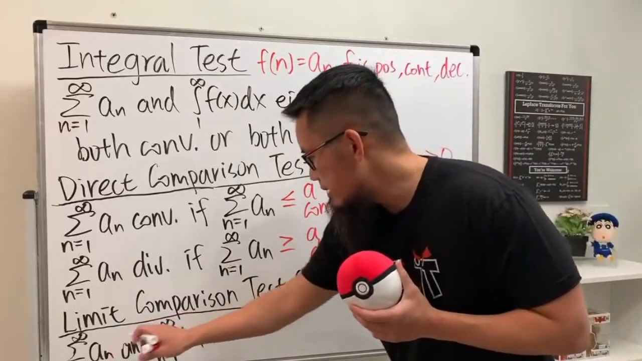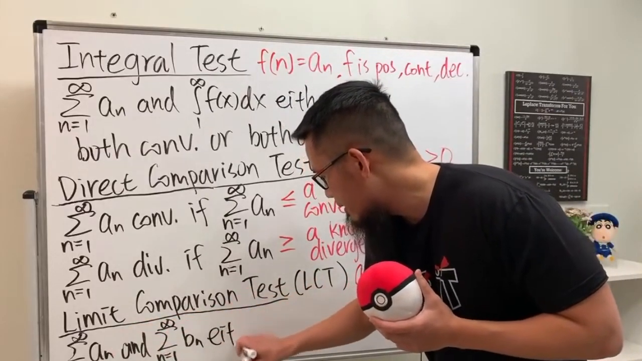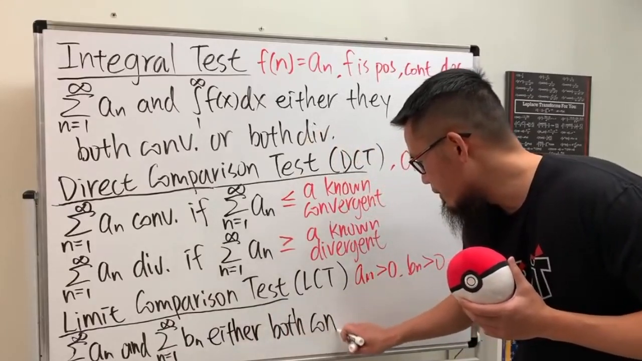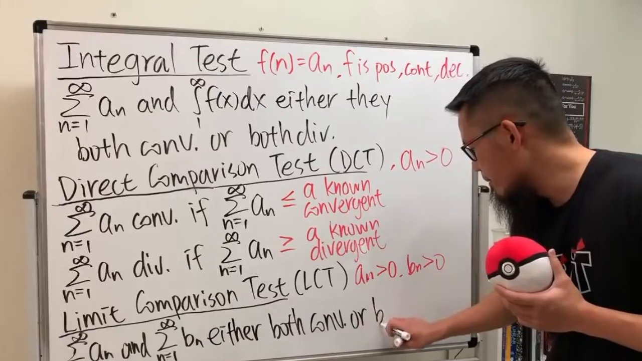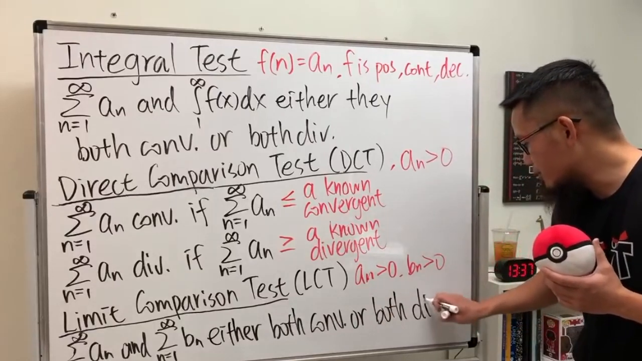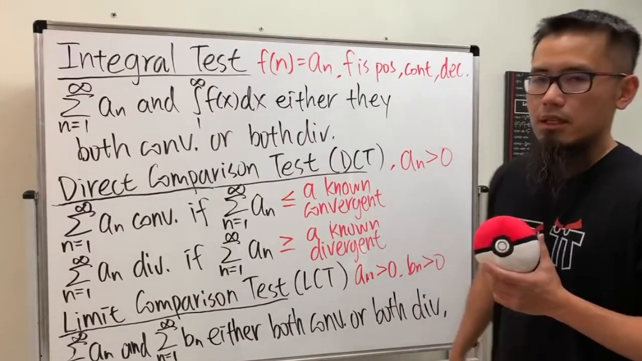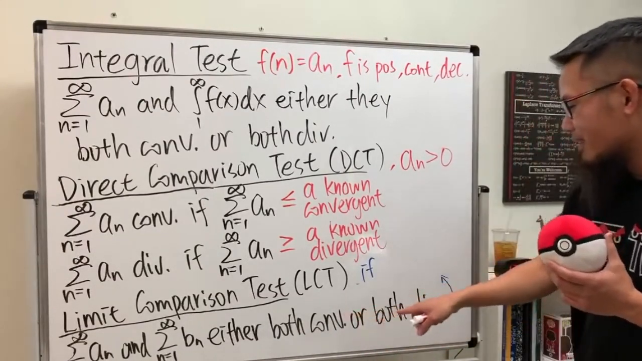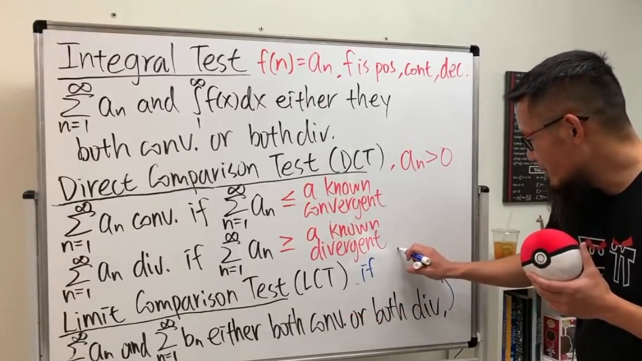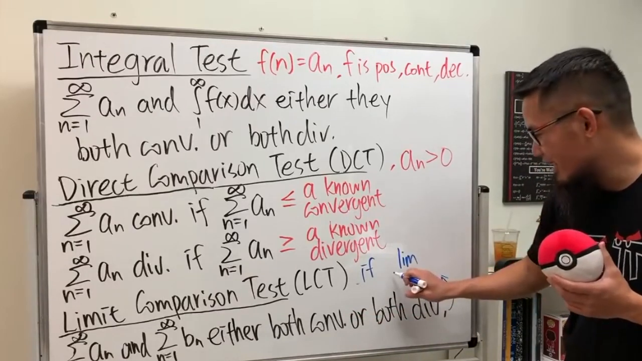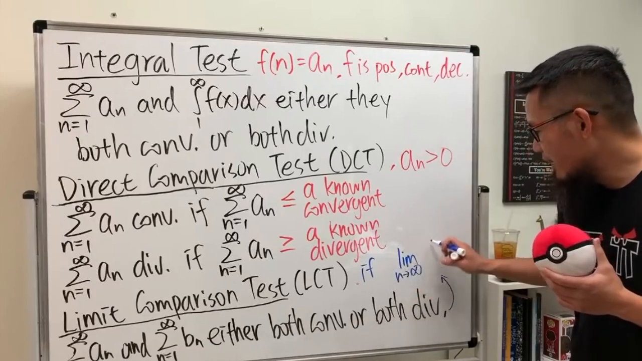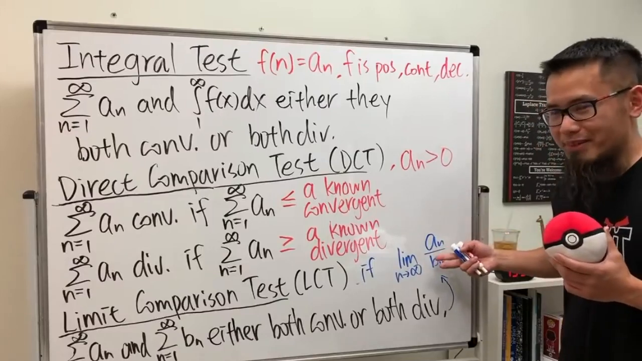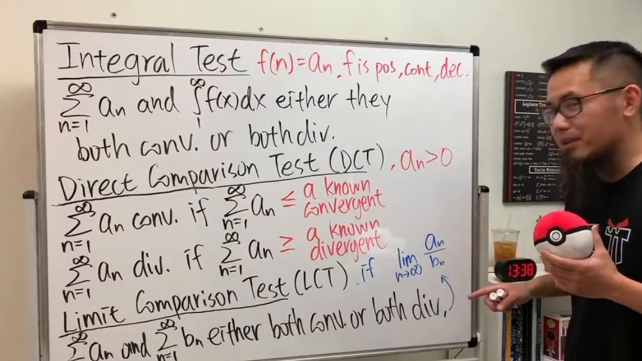We will say this and that, again, either both converge or both diverge. I ran out of space, so I will just do it like this. They both converge or they both diverge if you do the limit. Right, this is the limit, not the series. As n goes to infinity, you just do an over bn. Technically, the order right here doesn't matter, but usually we just put down an divided by bn.